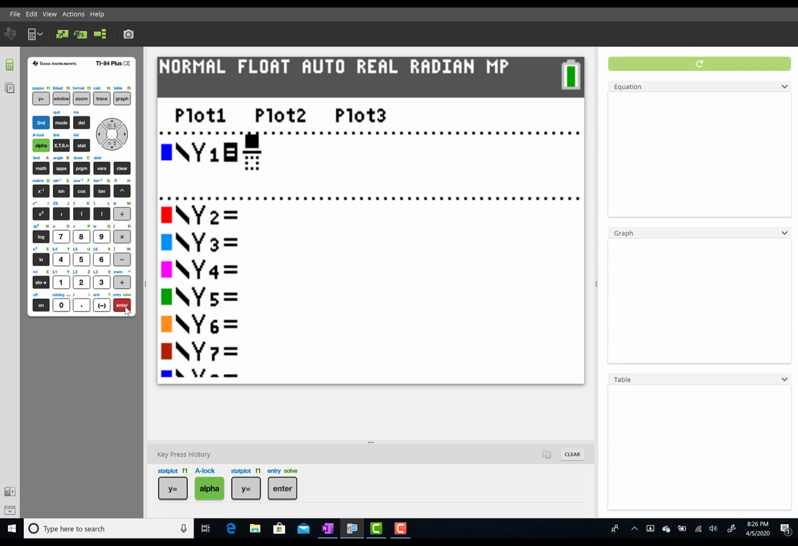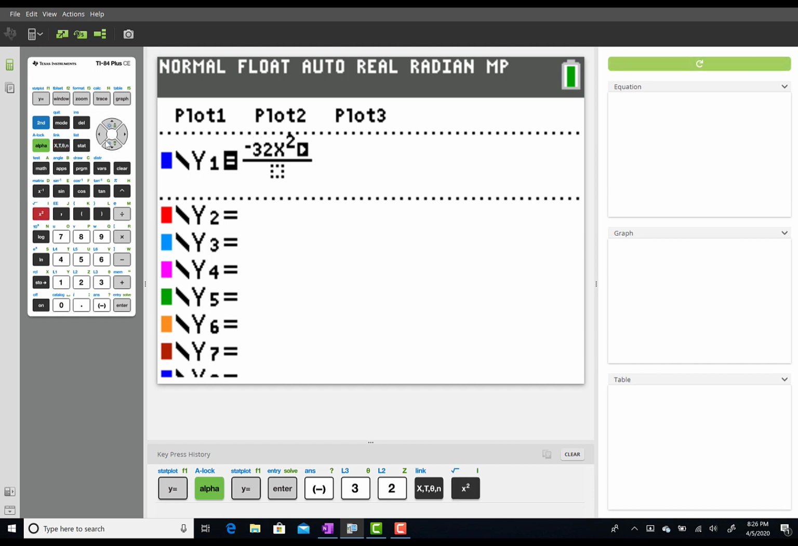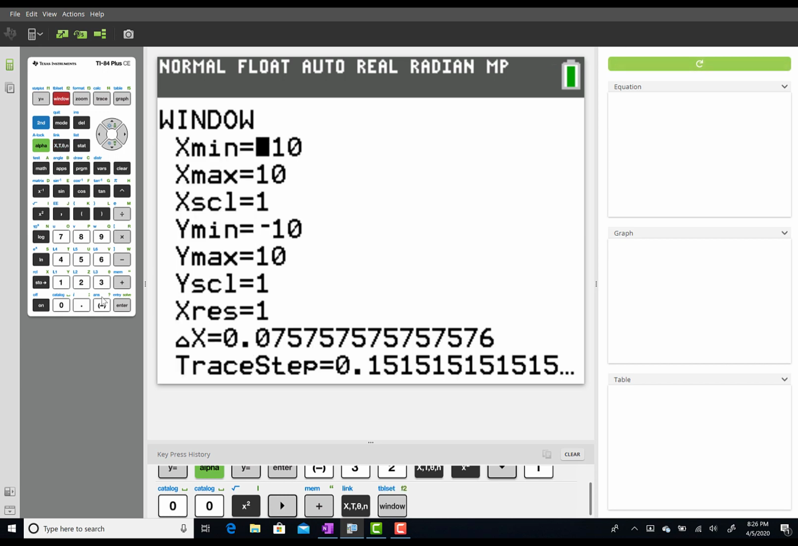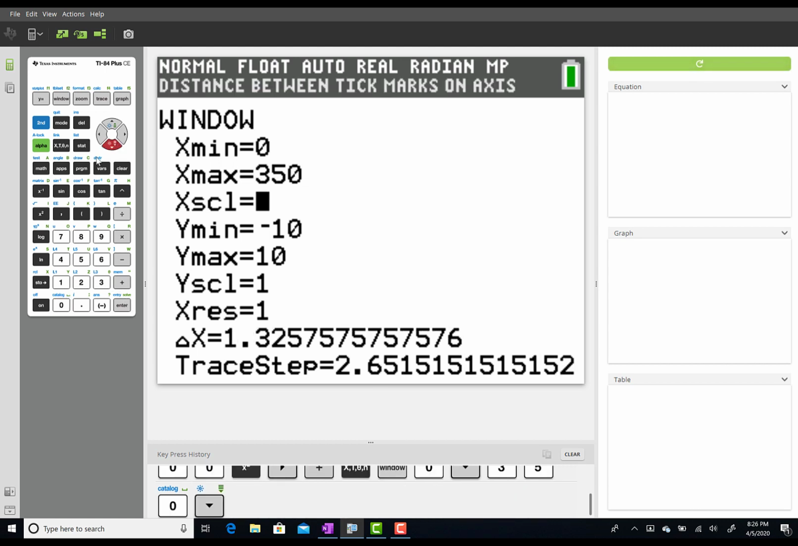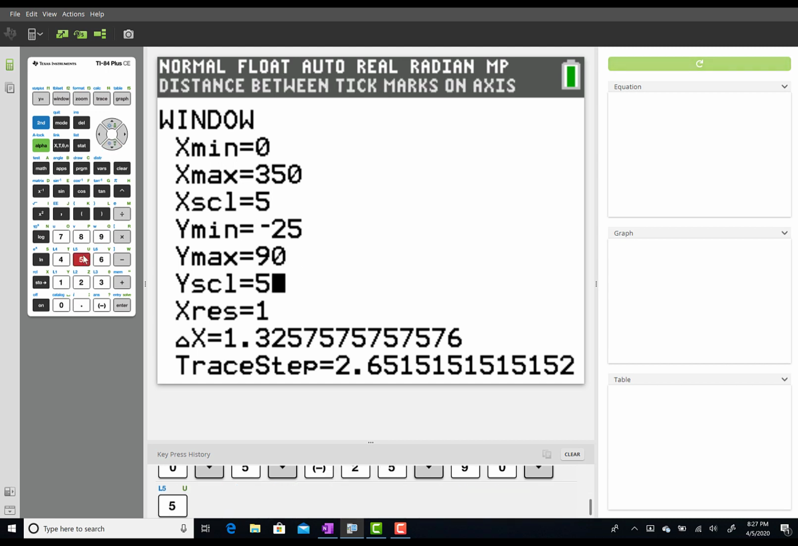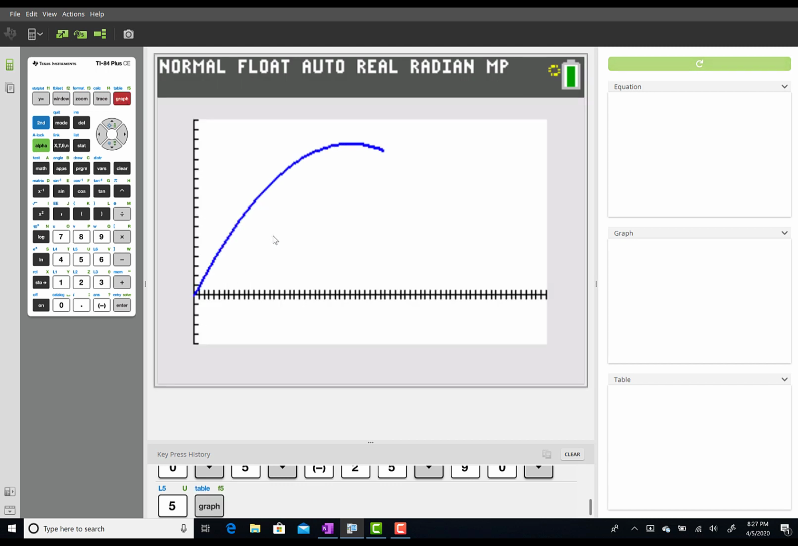All right, so I'm going to go ahead and input my function for y sub 1. It's going to be equal to whatever my h of x was. So it's negative 32x squared over 100 squared, and then we're going to add an x to it. I'm going to change my window. I already told you what I was going to do with my window here. We're going to have x min equal to 0, x max 350, x scale going up by increments of 5. My y min, we said negative 25, and the y max, I think we did 90, and the y scale, we're going to go up by increments of 5 as well. So let's go ahead and graph that.